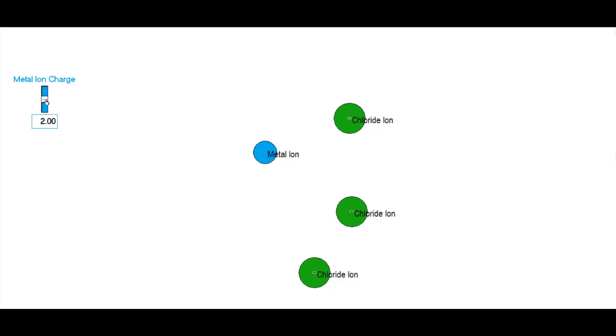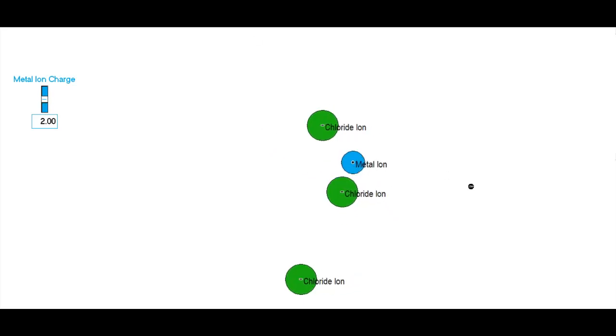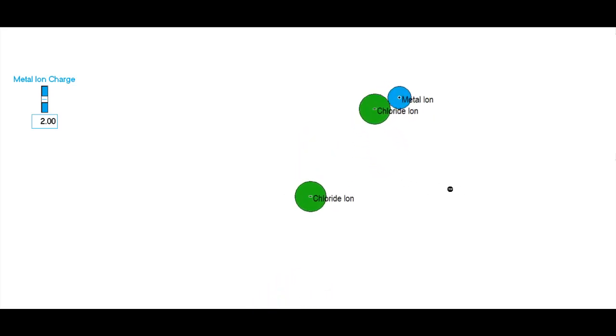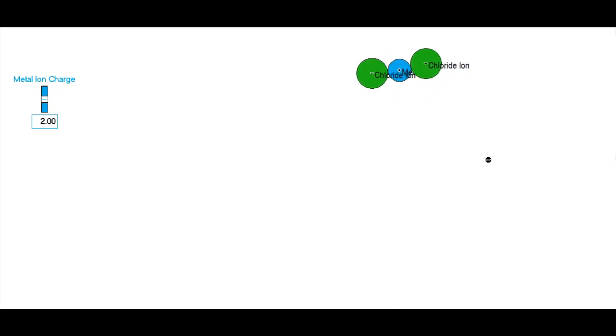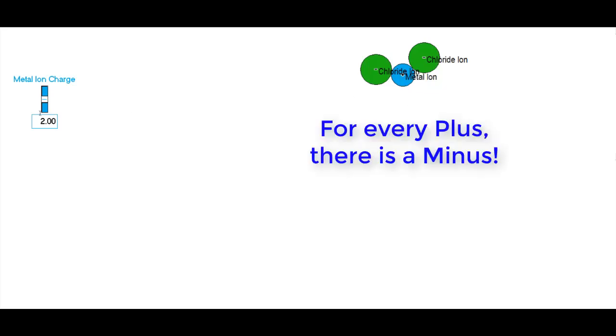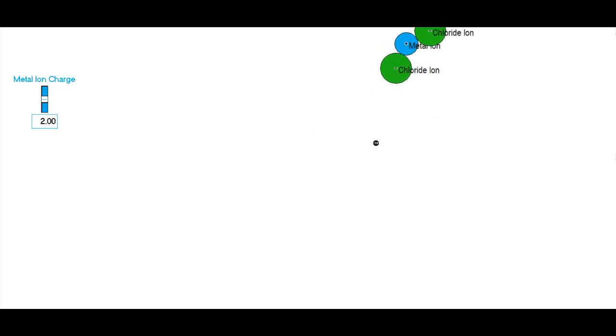What if I make the charge of the metal ion +2? Now you can see the +2 metal ion attracts not 1, but 2 chloride ions. And this is a general truth. For every plus, there is a minus. If the metal ion is +2, it will attract 2 negative charges. In this case, that means 2 chloride ions. They're bonded together. That's ionic bonding.